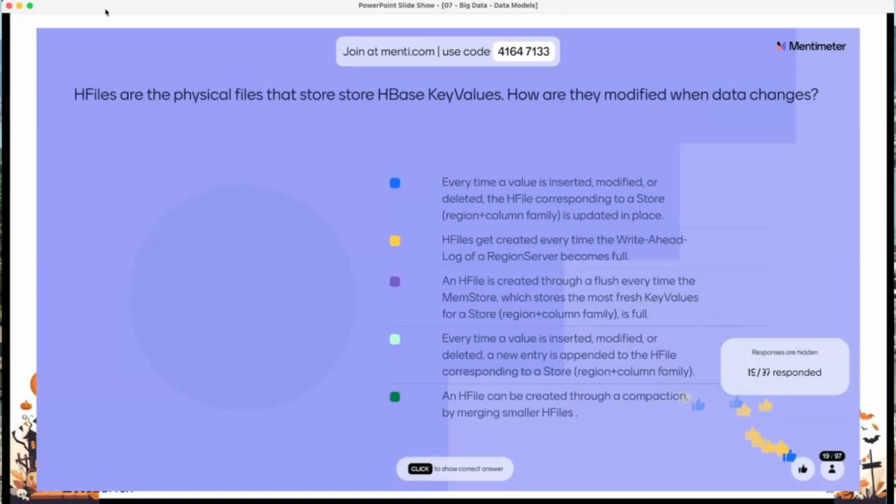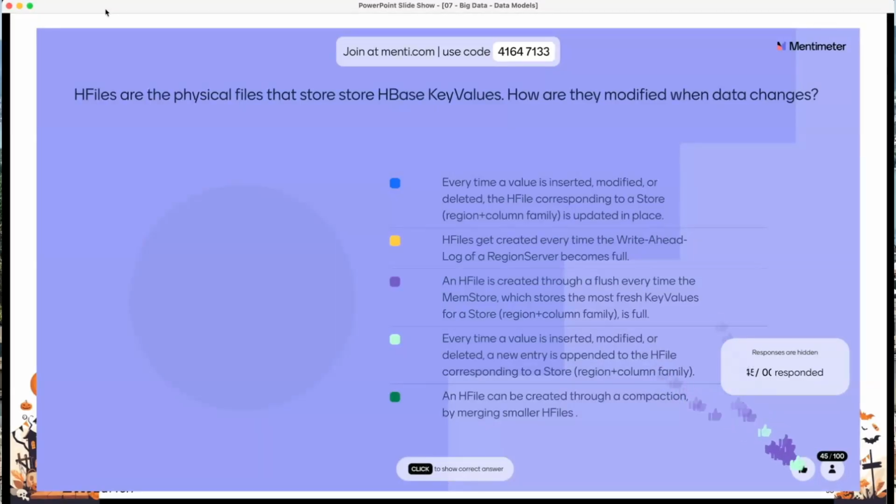These are the zones we partitioned like a wedding cake. So every time you modify something, immediately you just update the HFile in place. Proposition number 2, HFiles get created every time the write-ahead log of a region server becomes full. So the log is growing too big, and so we are going to just create an HFile every time it becomes full. So only based on the write-ahead log.